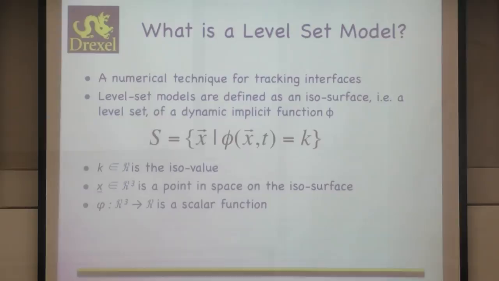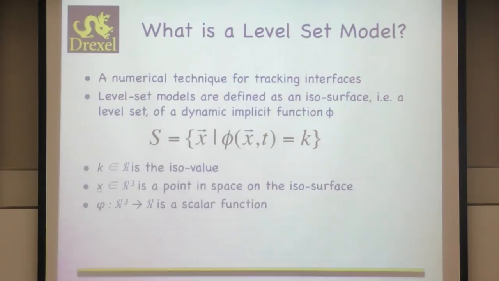So what is a level set model? It's a numerical, mathematical technique for tracking interfaces, for tracking moving surfaces and curves, defined as an isosurface of some dynamic implicit function. So there's some function phi. It's a scalar field. You give me an x, y, z, I give you a number, a scalar. It's some kind of dynamic function changing over time, and we're usually interested in just one isosurface, one isocontour, of this scalar field.